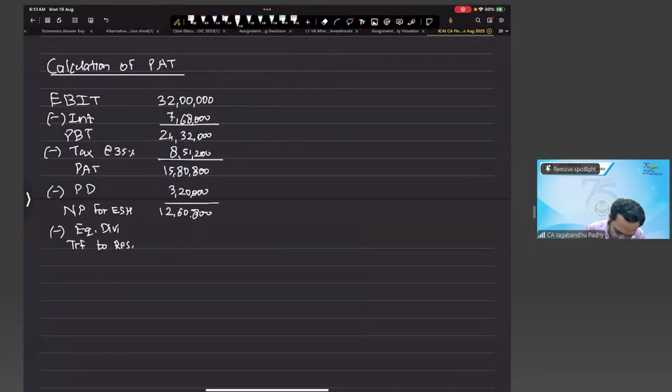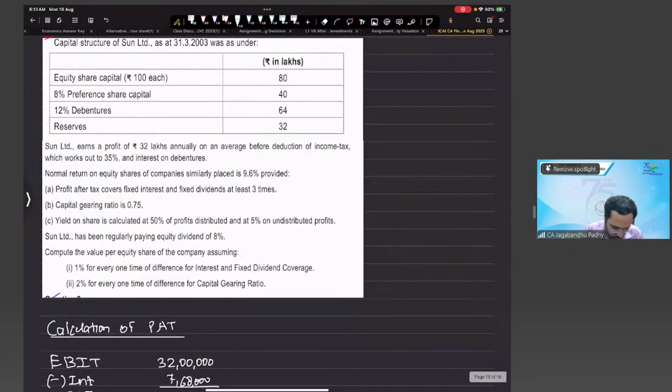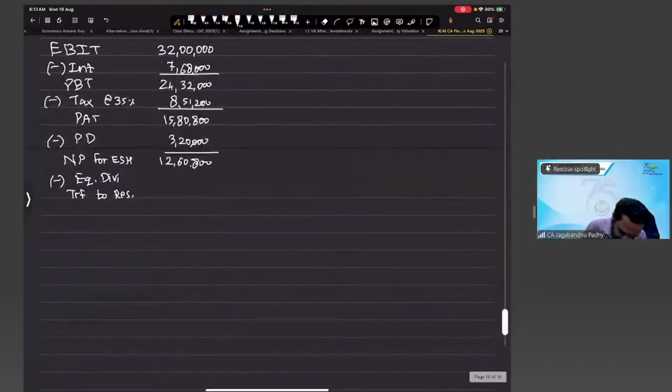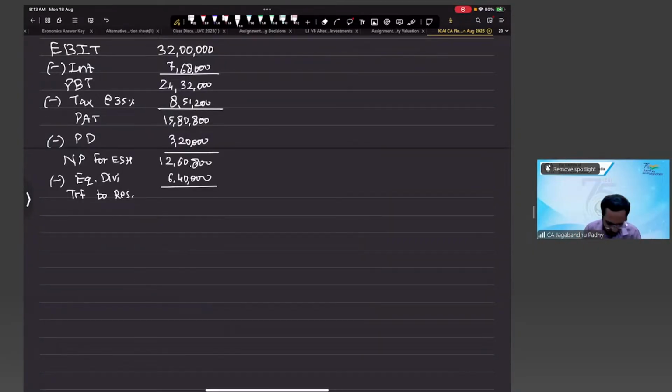So 80 lakh face value. The equity dividend will be 8% of the face value. So 80 into 8%, which is 6 lakh 40,000. And this goes as a transfer to reserves, which is 6,20,800. That's the amount which is transferred to reserves.